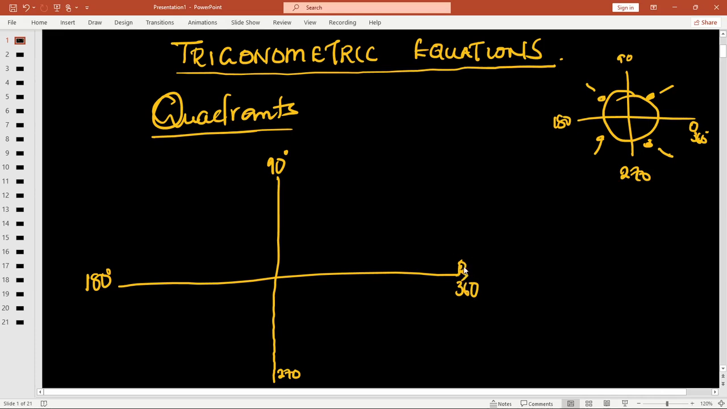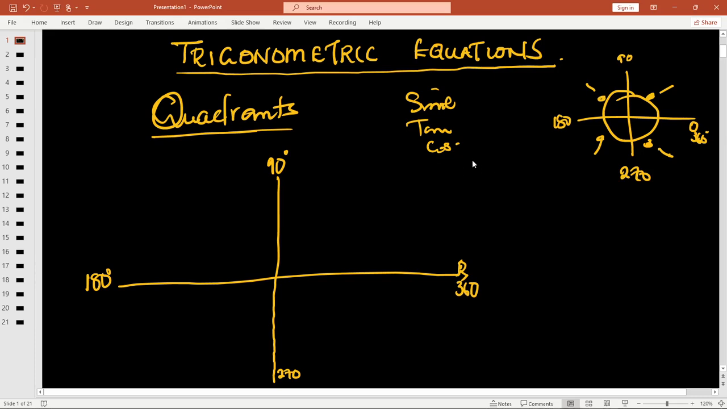Okay, so when you go from 0 all the way around like this, then you come back to 360, you've made a complete oscillation, which gives us a complete 360. Okay, so now remember, when we're talking about trigonometric functions, we're simply talking about the sine function, the tangent function, and the cosine function.